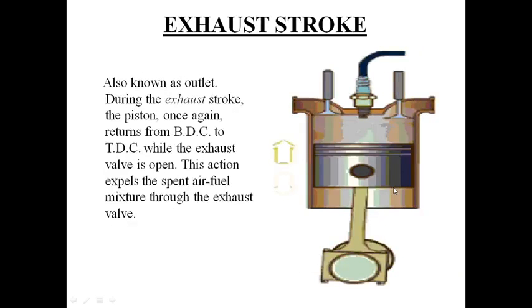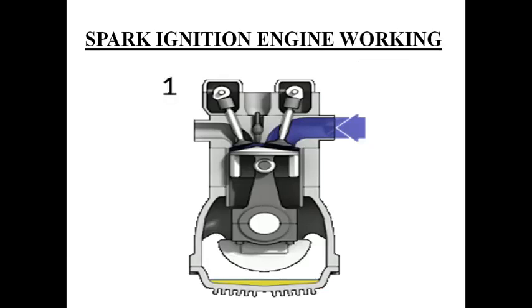Then the next stroke is the exhaust stroke. During the exhaust stroke, the exhaust valve opens and the inlet valve remains closed. The pressure of the burnt gases is slightly above atmospheric pressure and the piston moves from BDC to TDC position. The upward movement of the piston pushes out the exhaust gases through the exhaust valve or exhaust port into the atmosphere, and the next cycle starts.